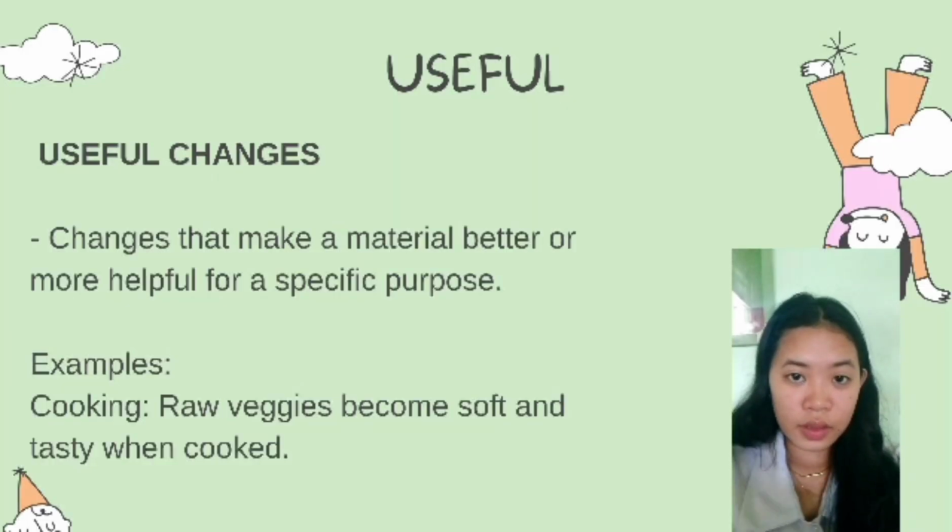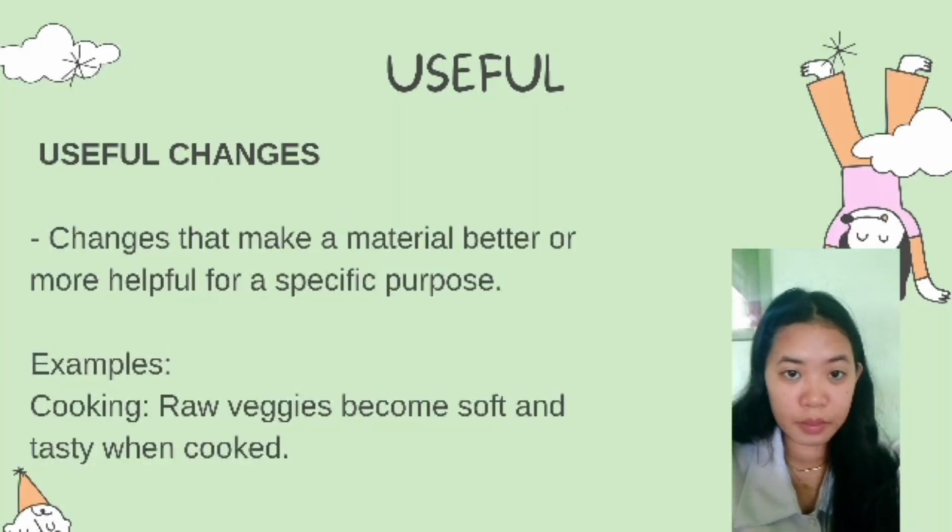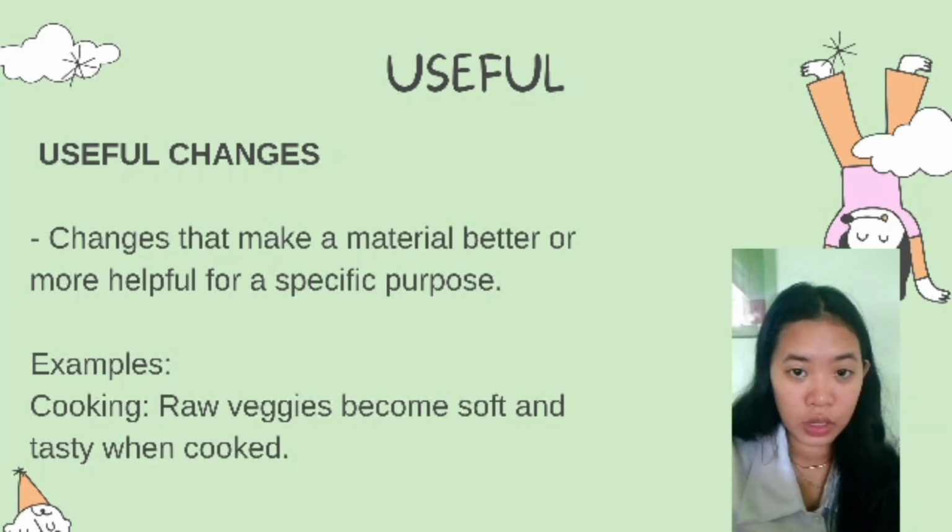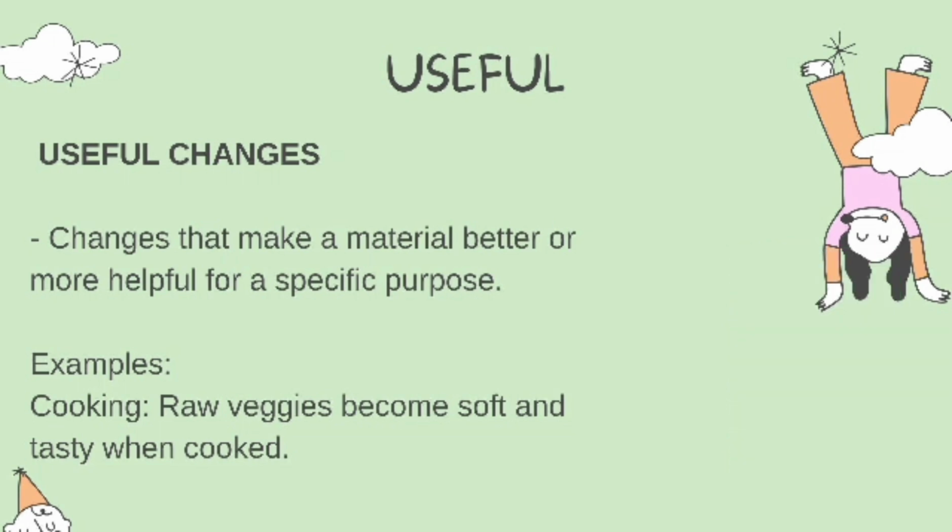Useful changes. Changes that make a material better or more helpful for a specific purpose. Example: melting chocolate allows you to mold it into different shapes. Cooking raw eggs, they become soft and tasty when cooked. Freezing water turns it into ice, which can keep drinks cold.